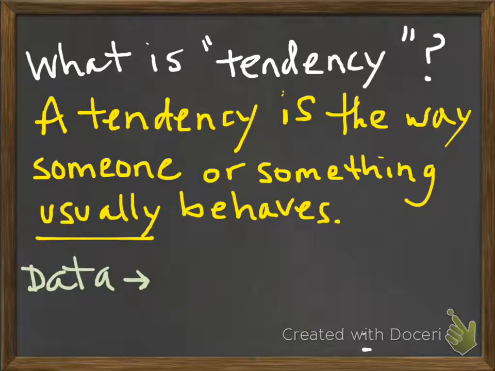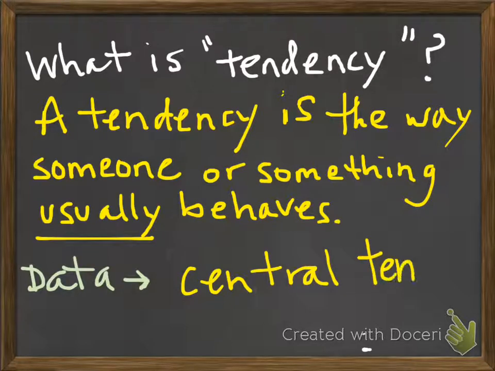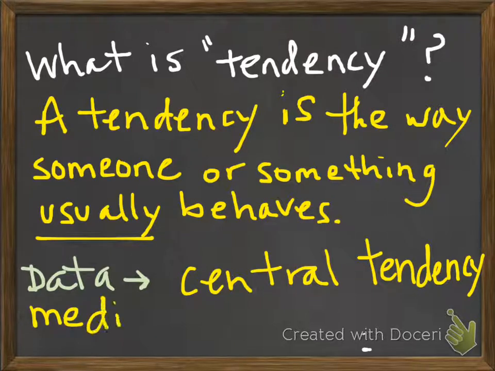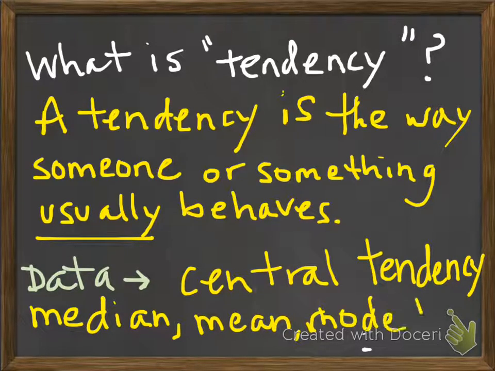What is tendency? If we look up the definition, it means the way someone or something usually behaves. So based on results, if things repeat, we say this is going to happen. When we talk about measures of central tendency, and you will see that in this unit, we're dealing with the median, the mean, the mode, and we can't forget the range.